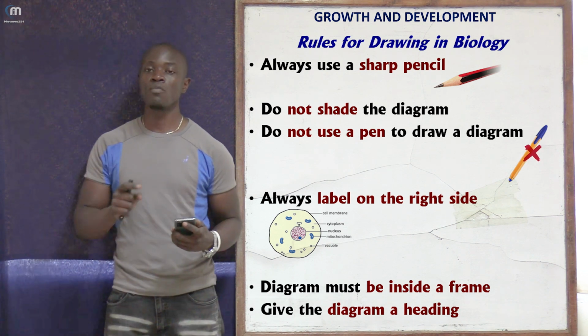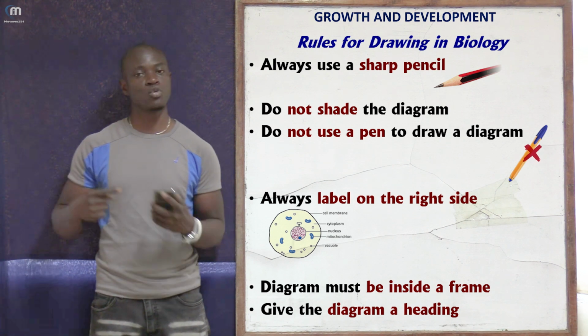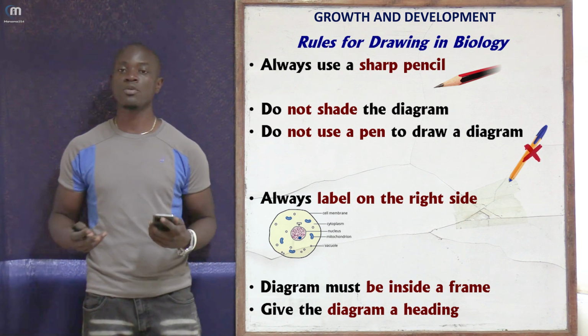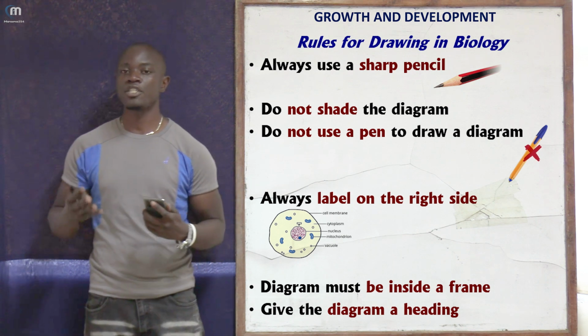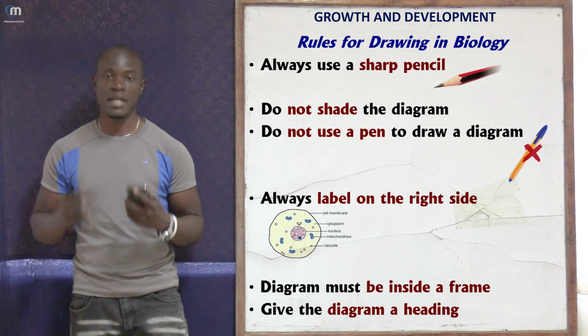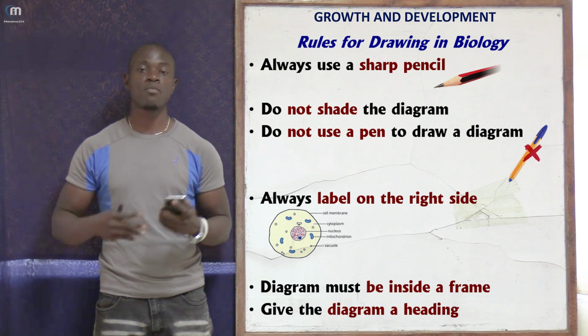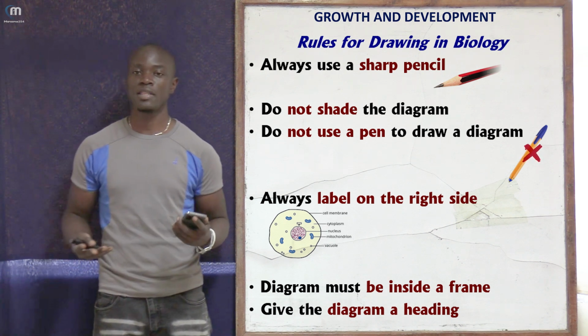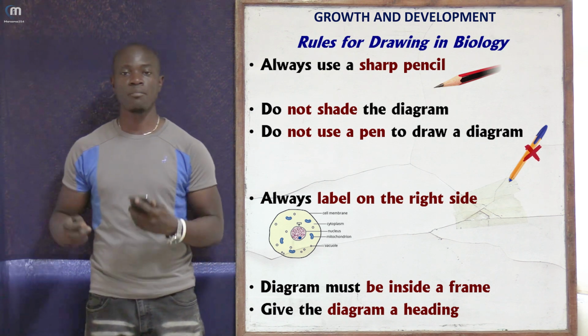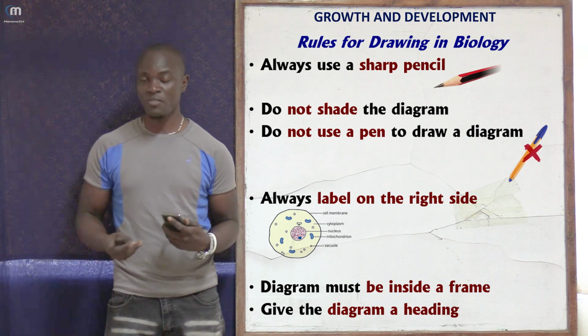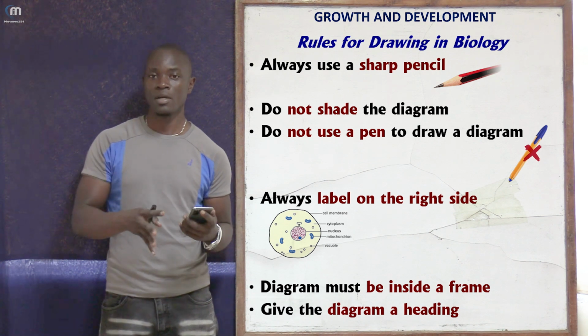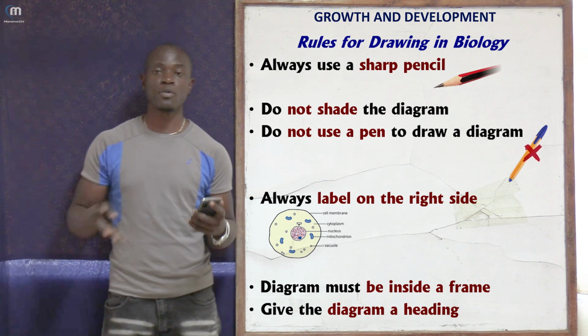The second rule, you must use a continuous line to draw your diagram. The third rule, remember in Form 1 we said you never shade your diagram. So you should never shade your diagram. The fourth rule, you should label your diagram on the right hand side. And then after that, you should also give your diagram an appropriate heading.